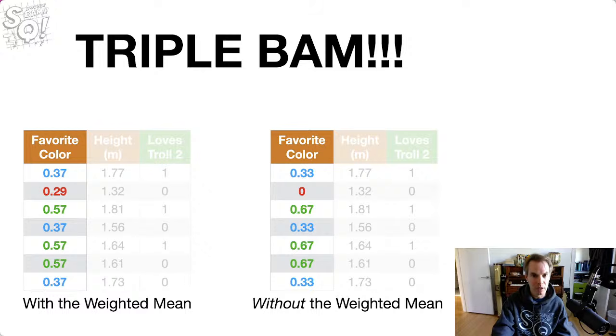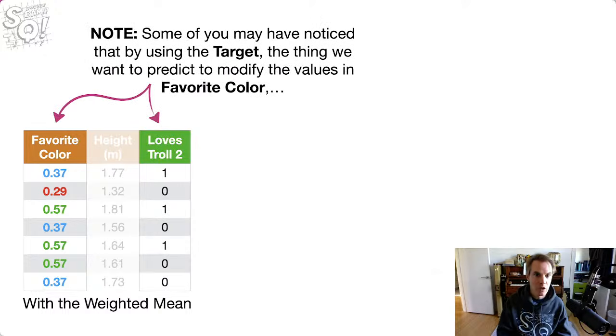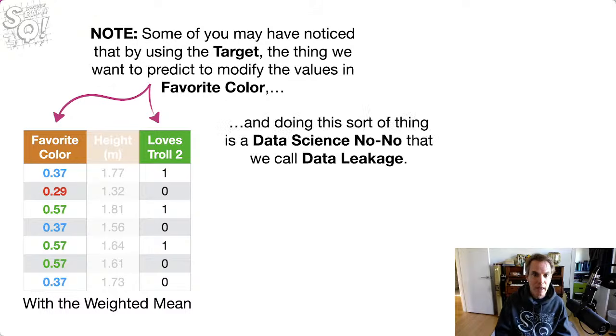Triple bam. Note, some of you may have noticed that by using the target, the thing we want to predict, to modify the values for favorite color, and doing this sort of thing is a data science no-no that we call data leakage.